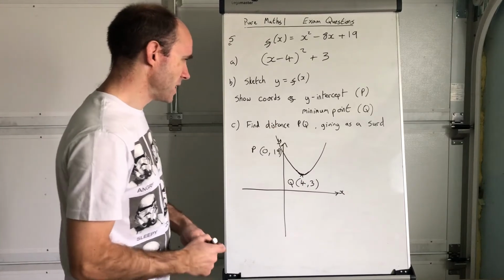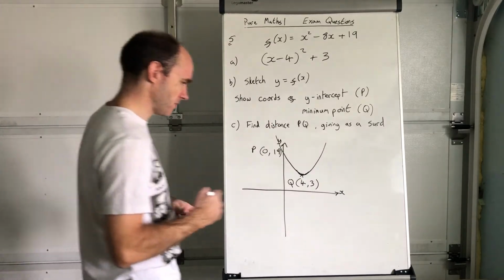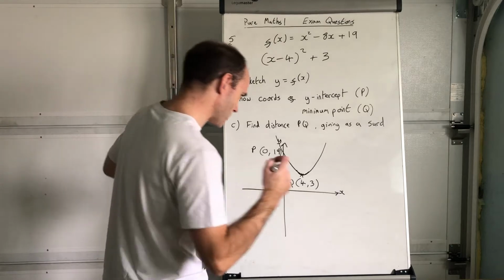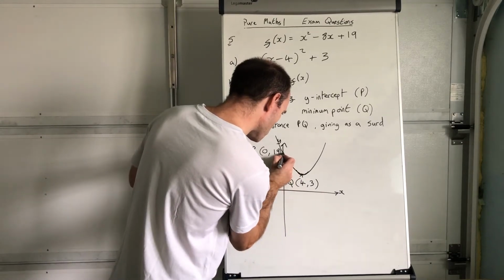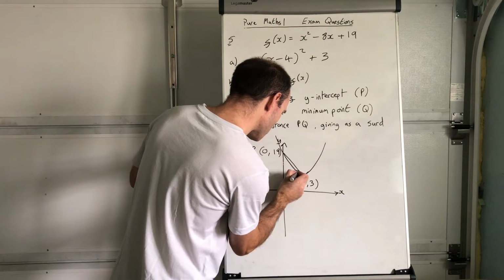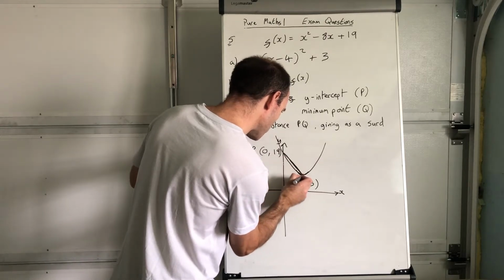Now find the distance PQ, giving your answer as a surd. If you're not too sure, just draw a straight line to see what's going on. That's the distance PQ.